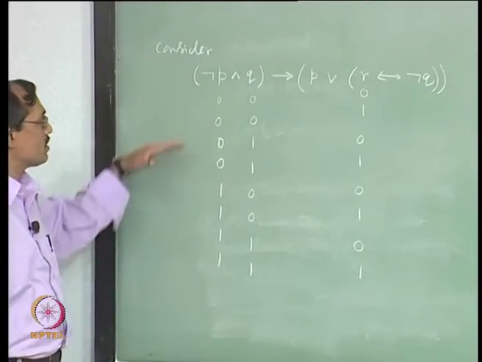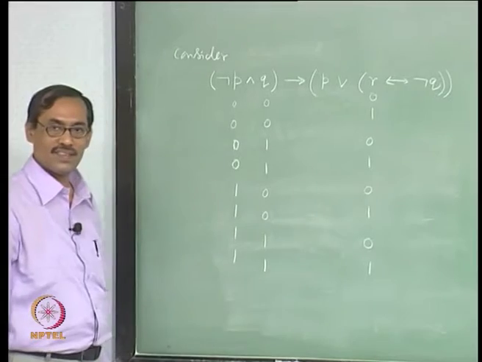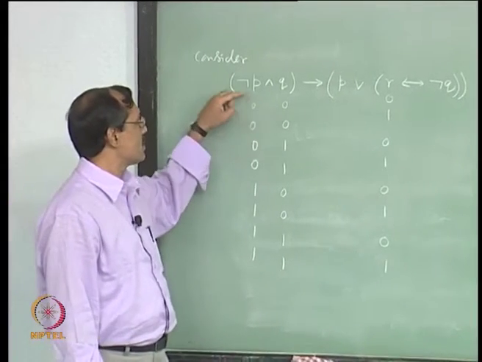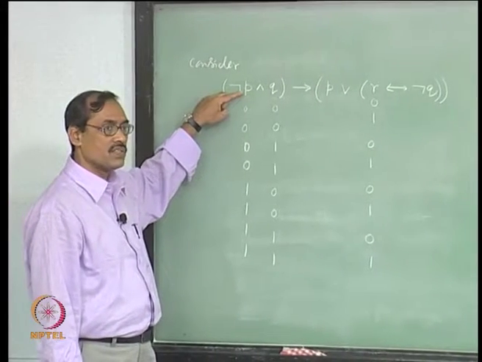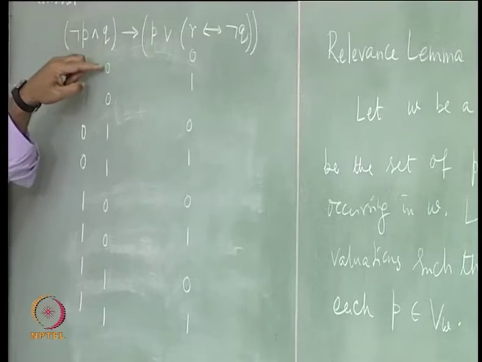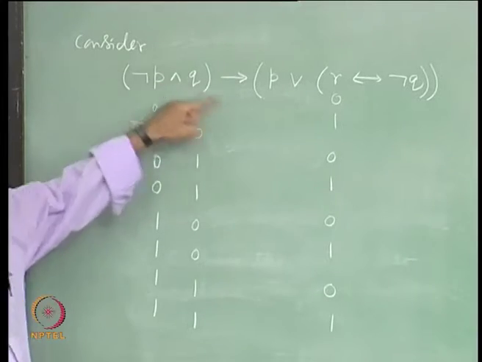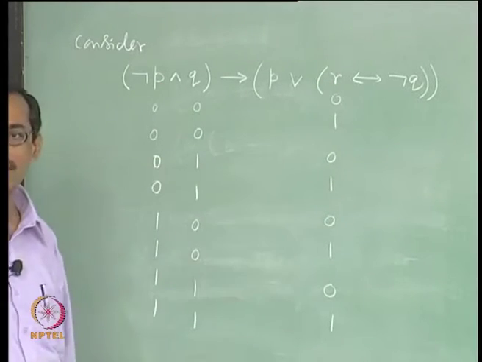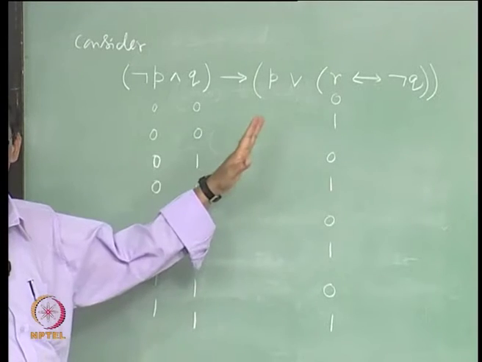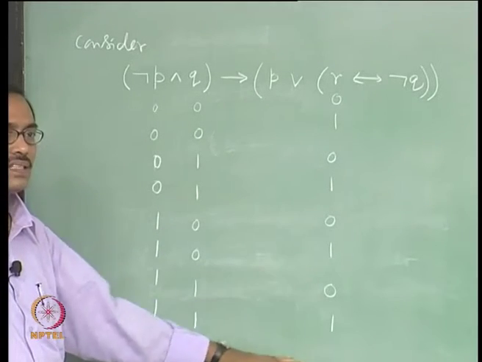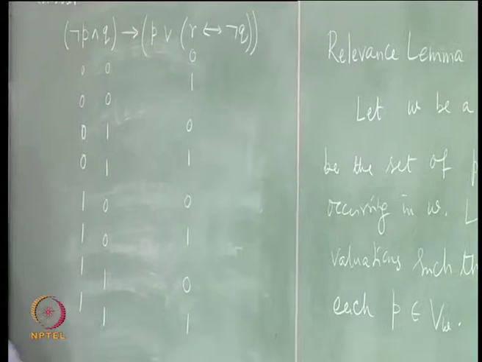Now you are required to read the rows. The first row says it is an interpretation which gives 0 to p, 0 to q, 0 to r. The next row says it gives 0 to p, 0 to q, 1 to r. So, there is some difference. That is how these are 8 possible different interpretations in this context.